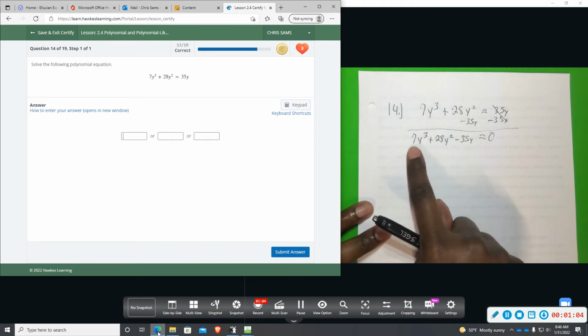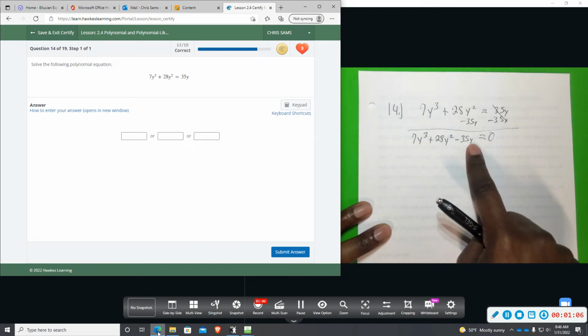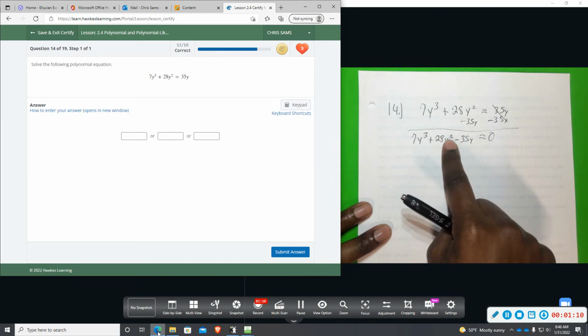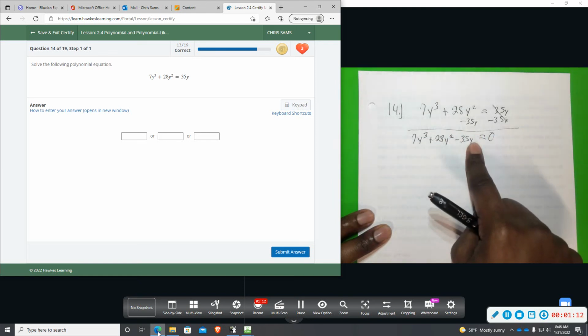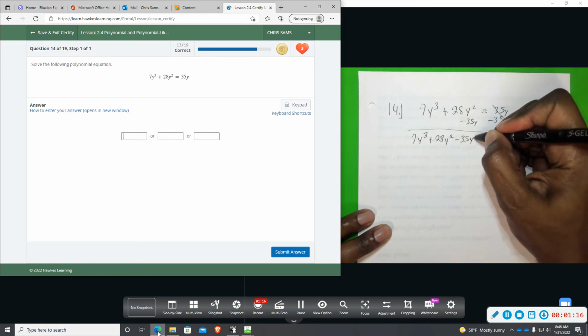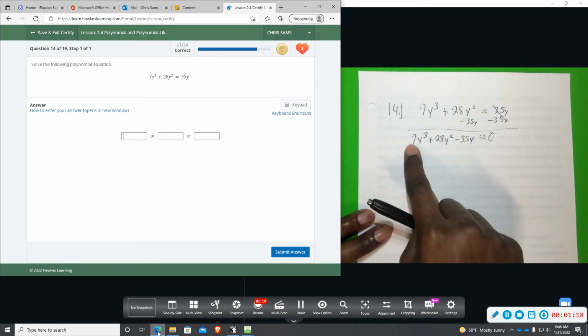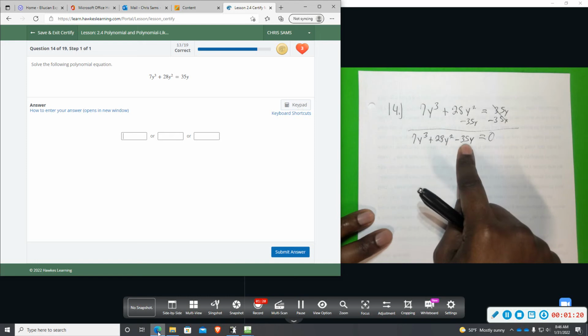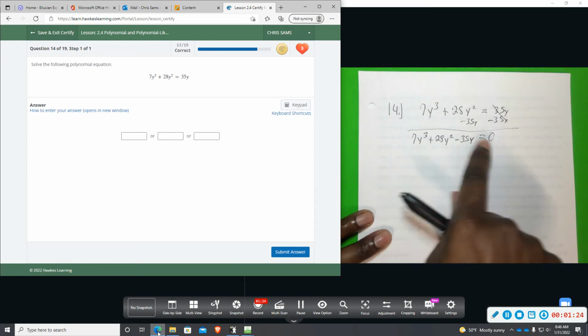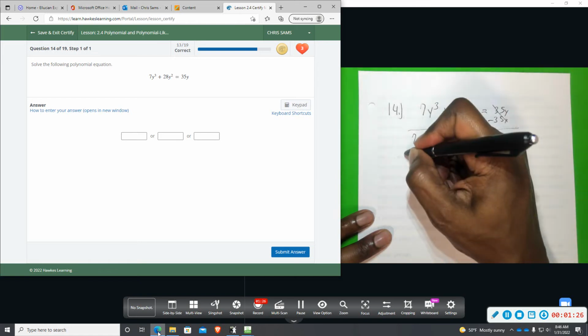All of these terms we want to factor. Normally we have a square, single variable, and then no variable. But we have a variable in all of them, so we can factor out a common term. All of these numbers, 7, 28, and 35, are divisible by 7. And they all have a y, so I'm going to divide each term by 7y, or factor out a 7y.